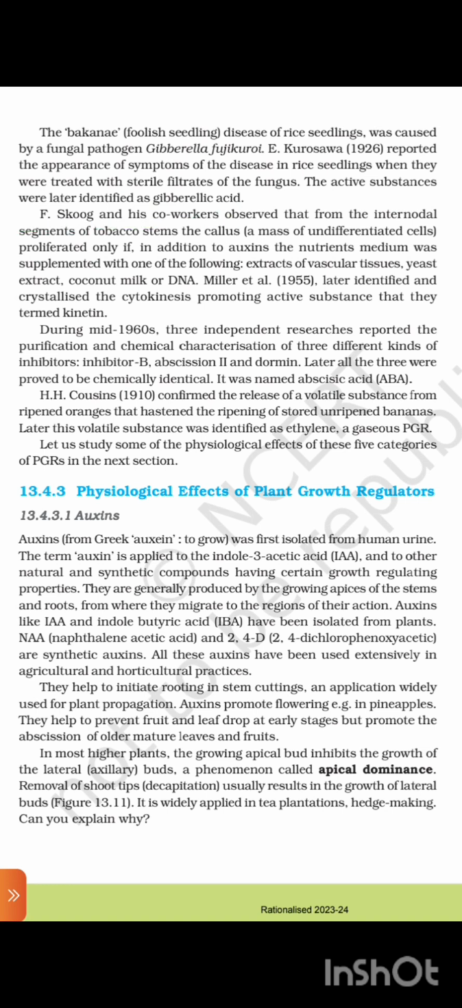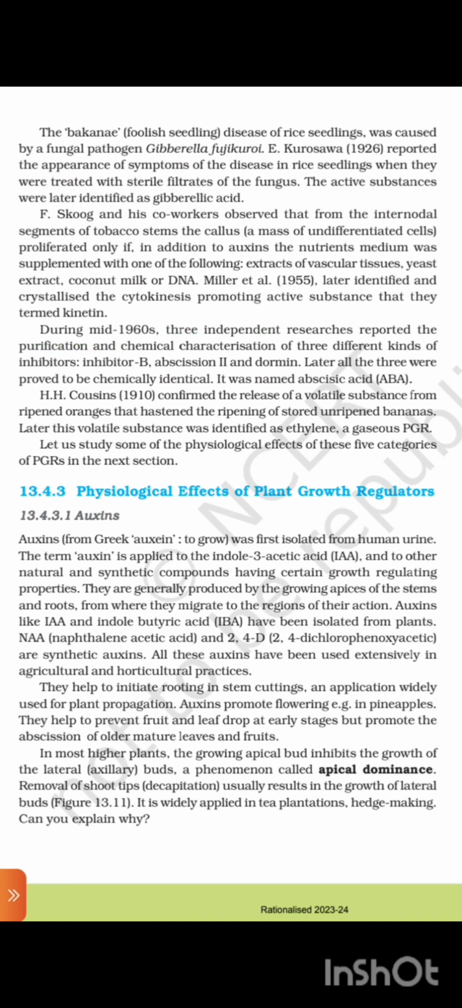F. Skoog and his co-workers observed that from the internodal segments of tobacco stems, the callus, a mass of undifferentiated cells, proliferated only if, in addition to auxin, the nutrient medium was supplemented with one of the following extracts of vascular tissue: yeast extract, coconut milk, or DNA. Miller et al., in 1955, later identified and crystallized the cytokinesis-promoting active substance that they termed kinetin.